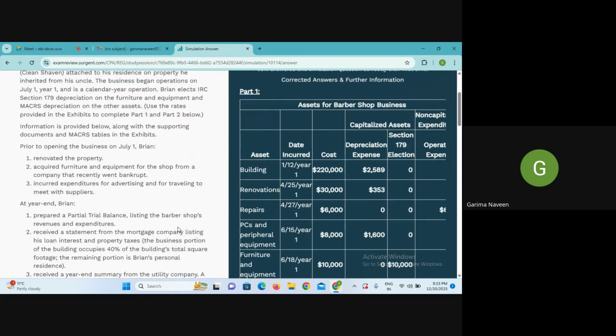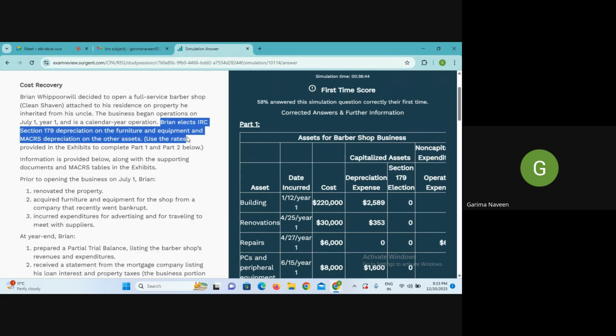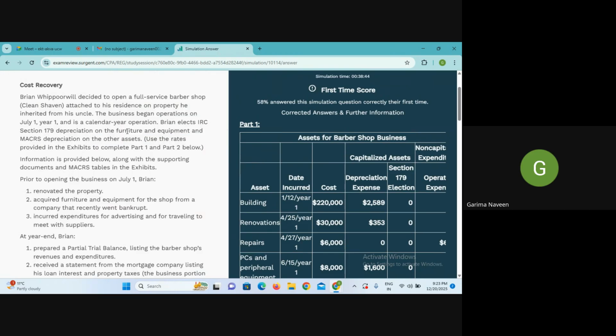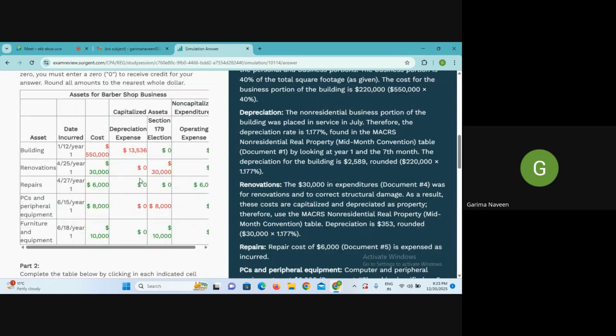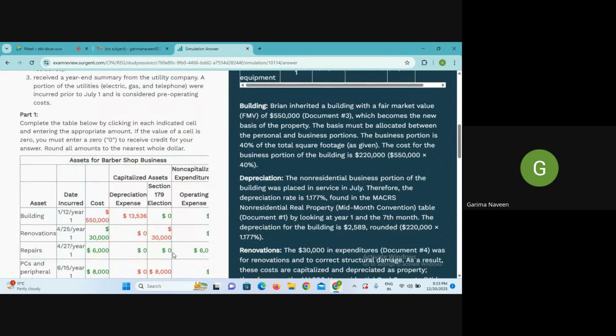Okay, ma'am. Okay, so next for PC and peripheral equipment, they are taking the maker's depreciation. Oh, you did not read the question fully; sorry, my mistake was also there, that we have not carefully read the question. They are electing 179 depreciation on furniture and equipment. Okay, only on furniture and equipment are they claiming 179 expenses. So the other values should be zero here, because they are not taking 179 expenses on any other asset, like renovations. Ma'am, okay, if this was not given, then it would be correct.